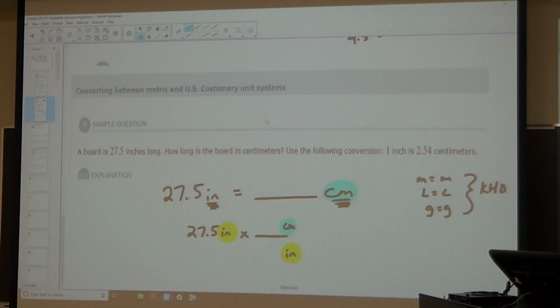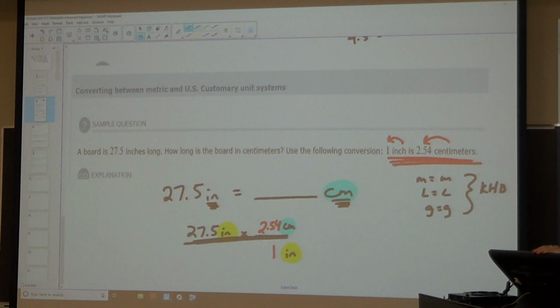See, that's why I keep forgetting. Yeah, those inches have to go on the bottom so they'll cancel. And that'll leave you with your centimeters on the top. Now, they were nice enough to give you your something right there. So 1 goes beside the inch, 2.54 goes beside the centimeter.